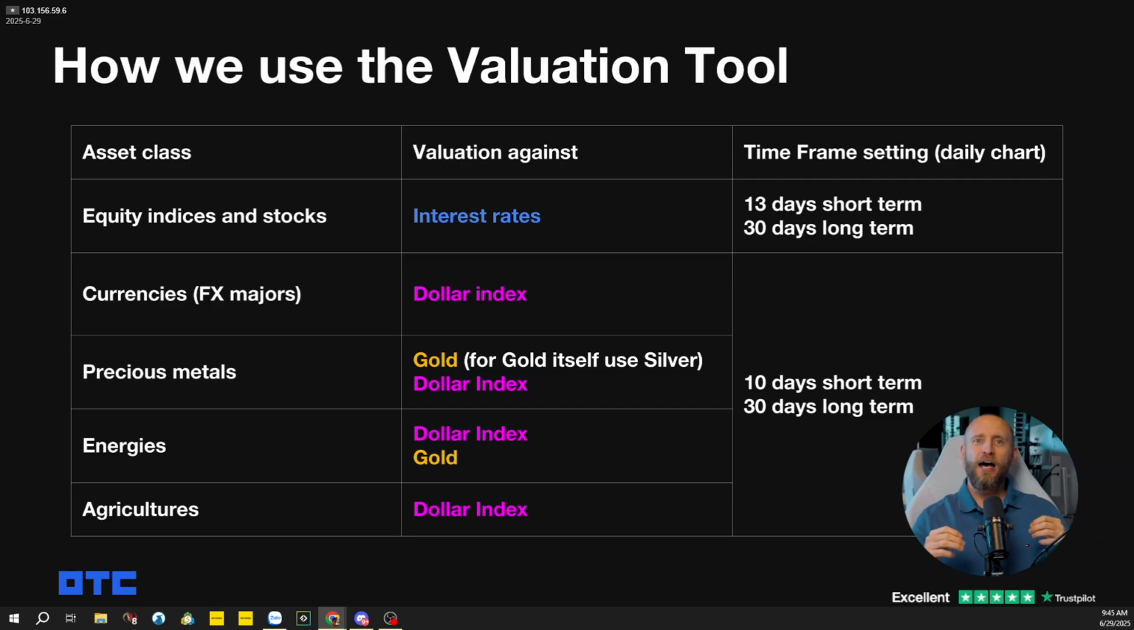Let's go over how to configure the valuation tool based on the asset class you're analyzing. This guide will help you select the correct benchmark and time frame settings for accurate valuation. Feel free to take a screenshot for reference.